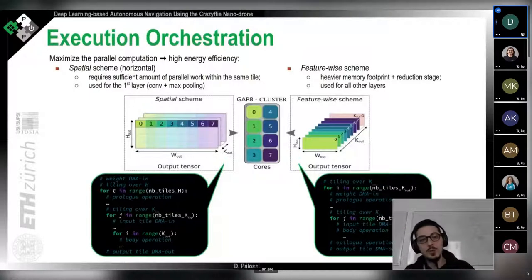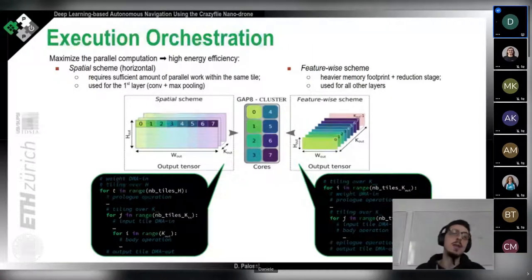Then another optimization carried out was the execution orchestration. Also here I will try to be as high level as possible. In this case, as I said, what you want is the full utilization of the cores all the time. But as you know, the tensor shape in the various layers of the neural network changes. Usually you get smaller feature maps, but with a higher number of channels. Therefore we had to develop a strategy to always have the best split, the best partition among these data, to keep all cores up and running, doing useful work.